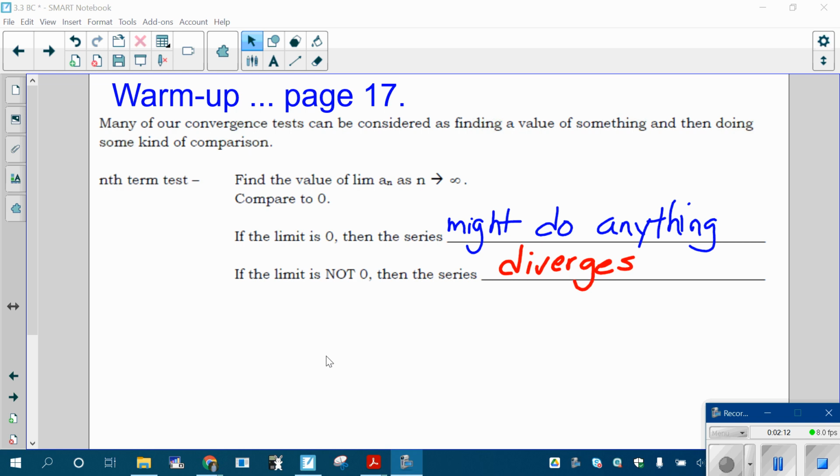First, the nth term test. Remember, you take the limit of the sequence, and you compare it to 0. A lot of comparisons happen, so this is what I want to make sure. Take the limit, compare it to 0. If it is 0, you know nothing. The series might do anything. But if the sequence limit is not 0, then you automatically know that the series diverges.